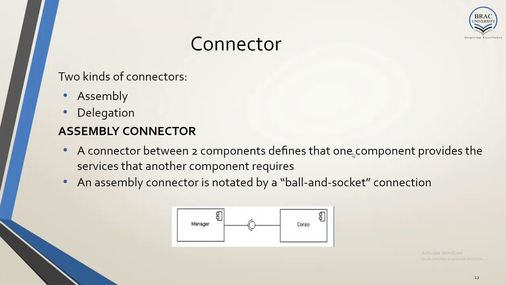Now let's look at connectors. Connectors may be of two types. One is the assembly connector, another is the delegation connector. We have already looked at the assembly connector. Assembly connectors are basically the ball-socket notation, where a component requires and another component provides the same interface, and they're joined together through an assembly connector. So this is an assembly connector, and this is a ball-socket connection.